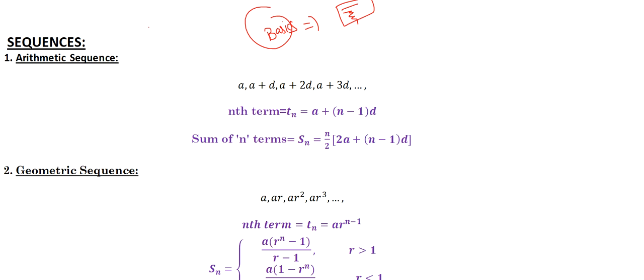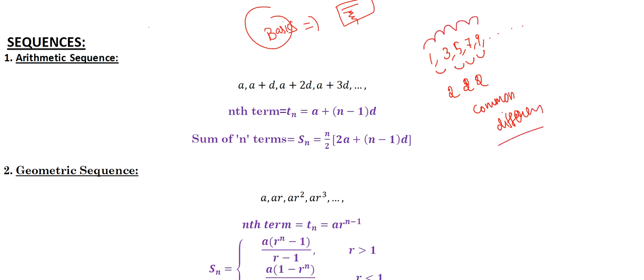So arithmetic sequences are a, a plus d, a plus 2d, a plus 3d. What does it mean? For example, 1, 3, 5, 7, 9, etc. There will be some common difference in the series. For example, the difference between 3 and 1 is 2, the difference between 5 and 3 is also 2, 7 and 5 is also 2. So there will be a common difference. If there is a common difference across all the elements, then I will be calling it arithmetic progression or arithmetic sequence or arithmetic series.